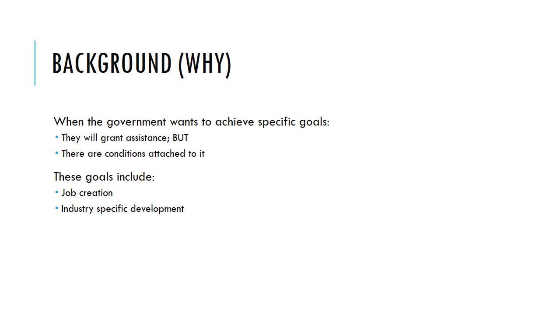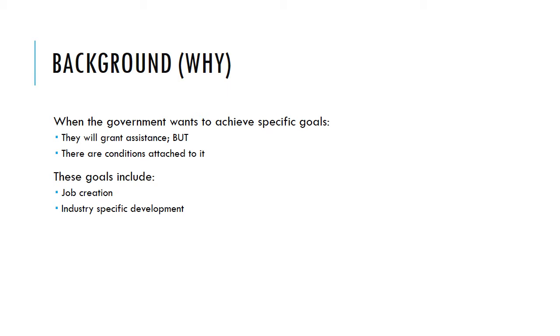So here we will be looking at the background for government grants. Why would the government pay this grant to the entity? Very important, the government always has this specific goal in mind. They will grant the assistance, but there are always conditions attached to it. For example, they will pay you money, but they want you to train your employees with that money. So these goals can include job creation or industry-specific development.